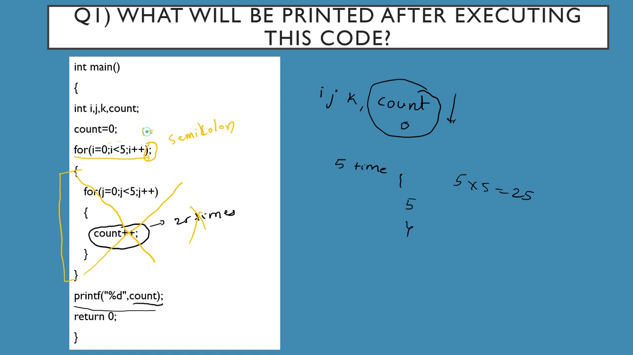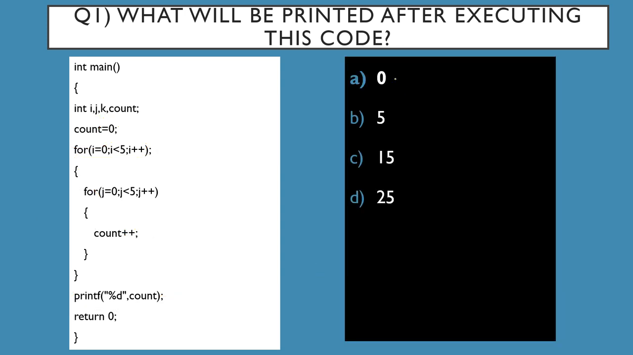The value of I will be initially 0, then 1, 2, 3, 4, and when it becomes 5, this will exit out of here and go here and print count. So this will not be executed at all, it will be ignored, and that is why the value of count, which was initially assigned 0, is going to give us 0 as the output. That is, 0 will be printed. So that is what the answer is. Option A, 0 is the right answer.